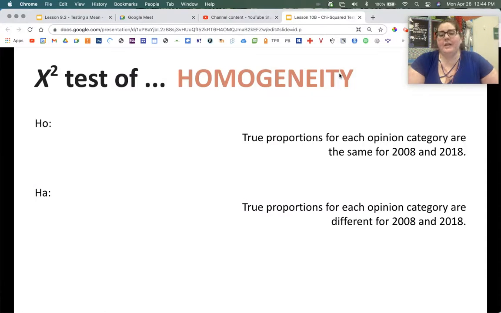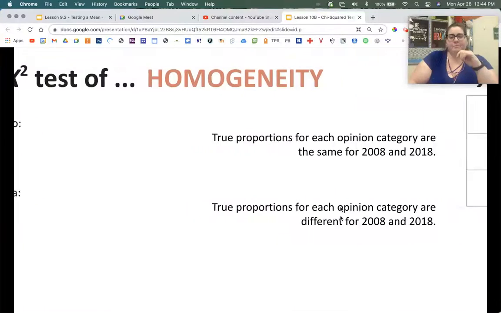We're just saying different. The other thing I wanted to point out and remind you, our hypothesis statements are always about the population. So be careful not to mention the specific sample. Don't say the proportions in the sample are the same for 2008 and 2018, right? We're talking about the population. We're always using our sample to estimate or make a guess of what's true for the population. So our hypotheses are always about the population.